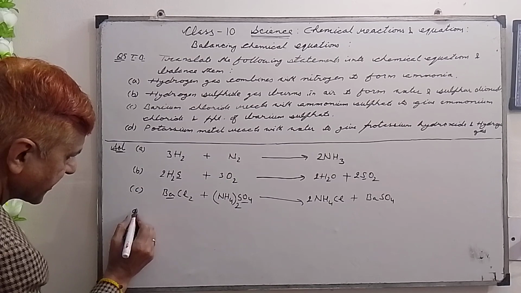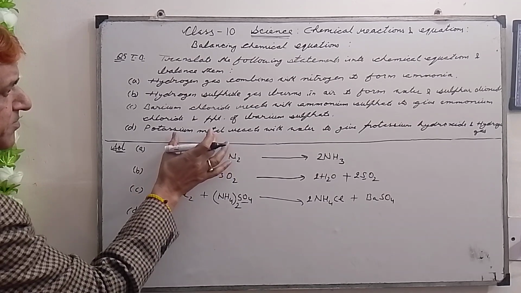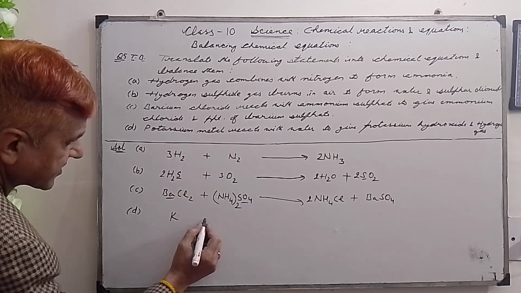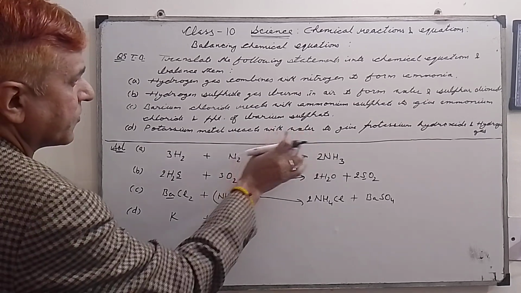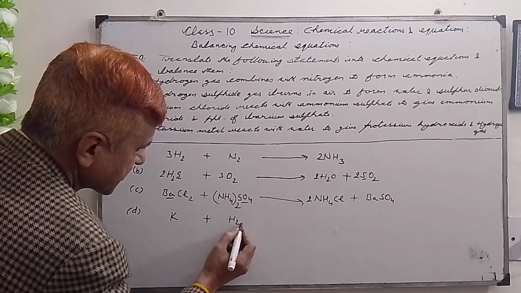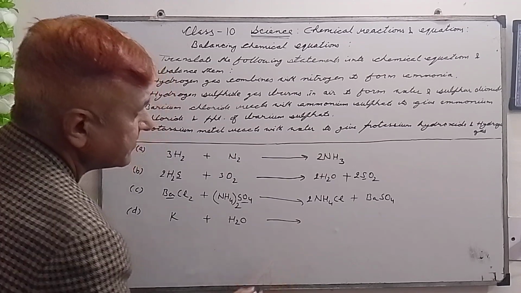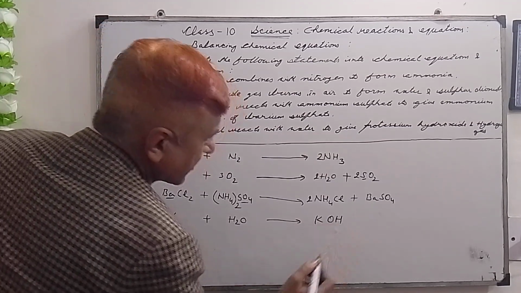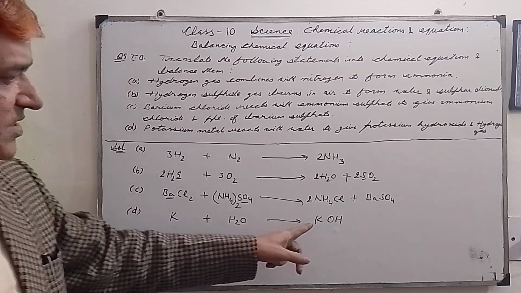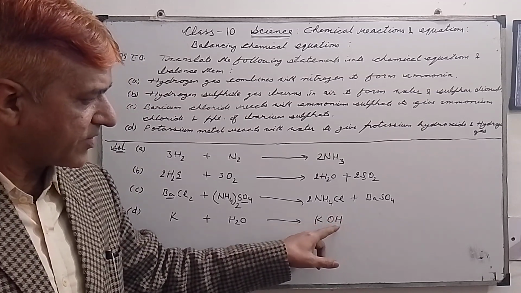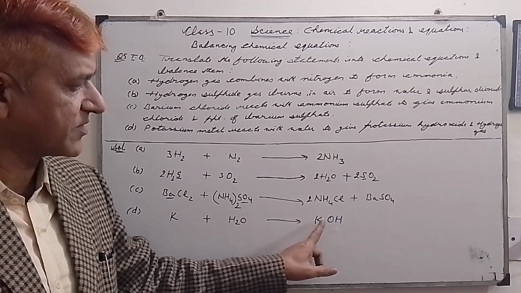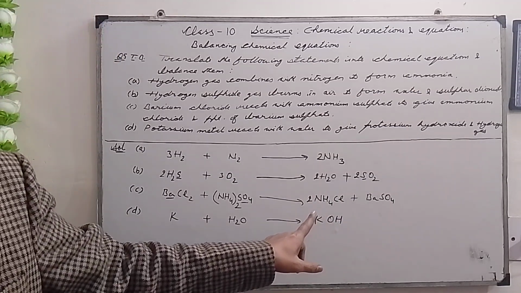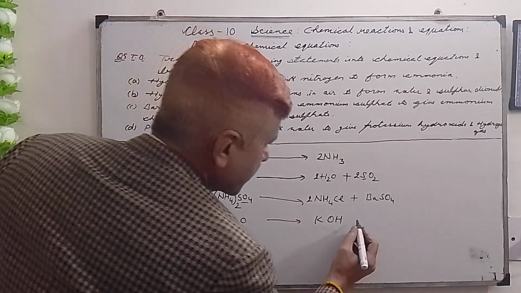Then the D part is finally potassium metal reacts with water, H2O, to give potassium hydroxide. Potassium valency is 1, hydroxide valency is also 1, so KOH will be written as it is, plus hydrogen gas.